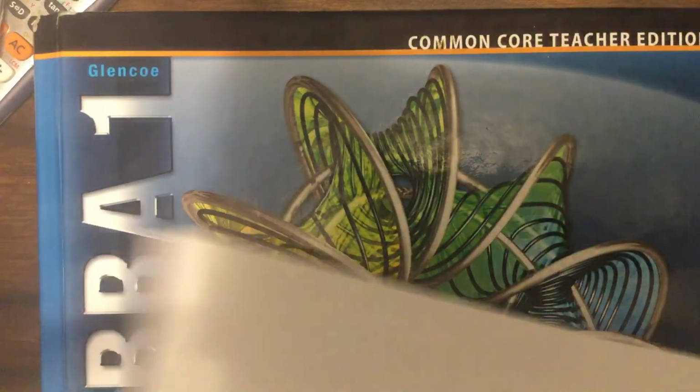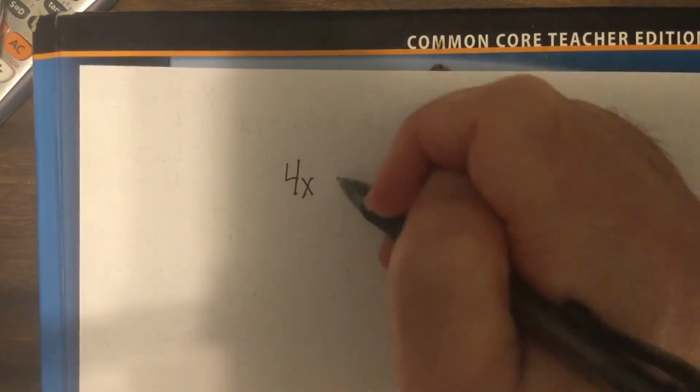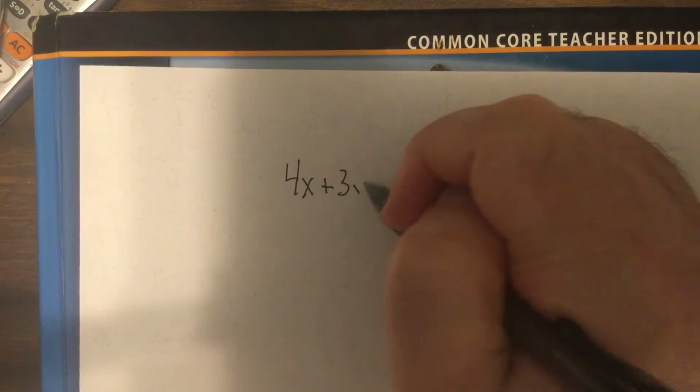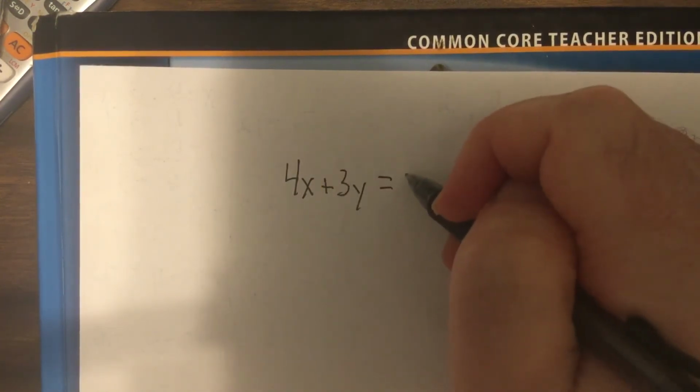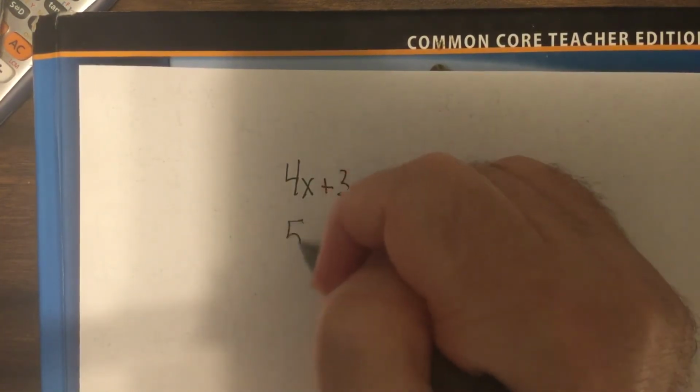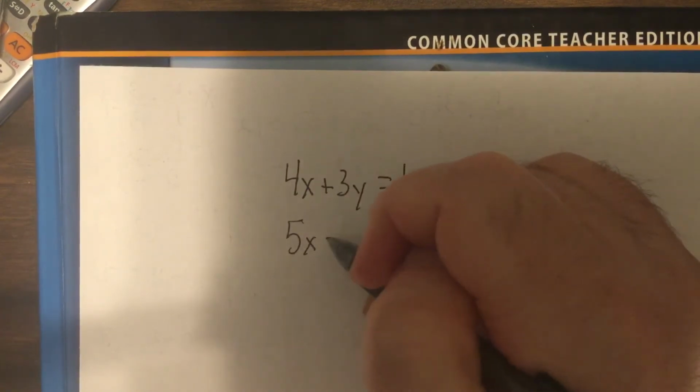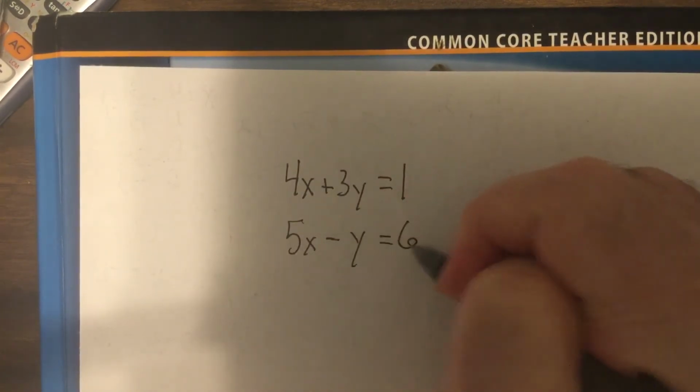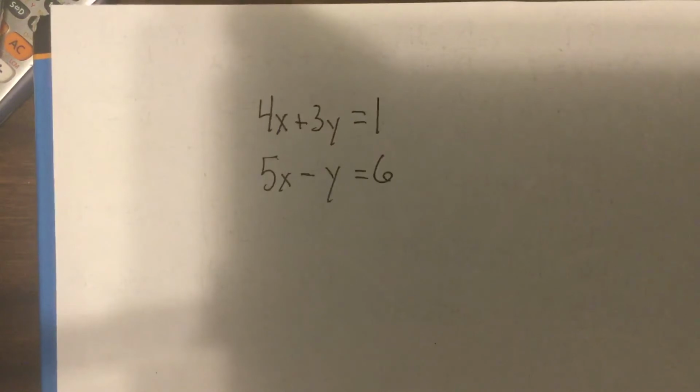Oh, we got time. Try one more. Let's do this. 4x plus 3y equals 1, and 5x minus y equals 6. Go ahead and solve that by Cramer's rule for me, and then turn me back on.